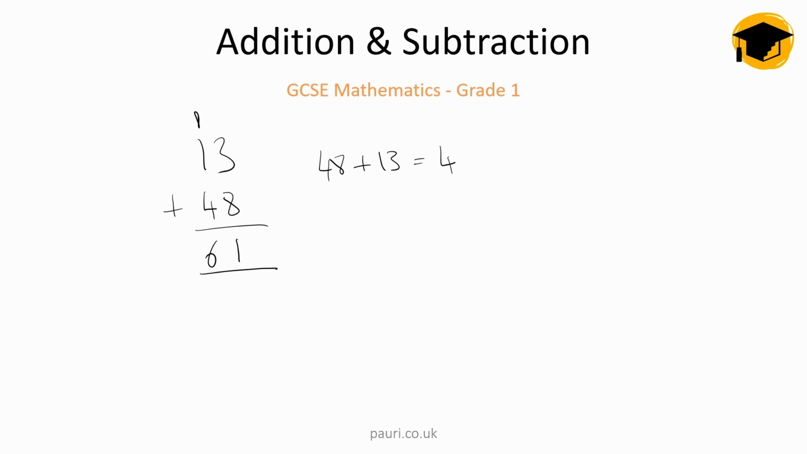Let's say we split up 13 into 10 and 3. So 48 plus 10 plus 3. 48 plus 10 is 58 plus 3. 58 plus 3 is 61.